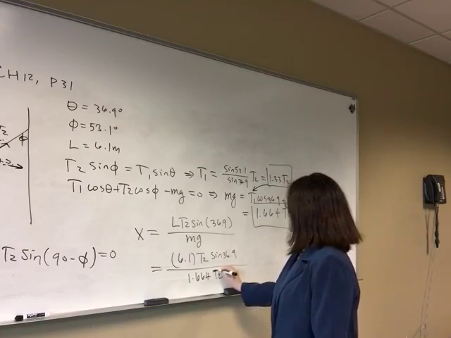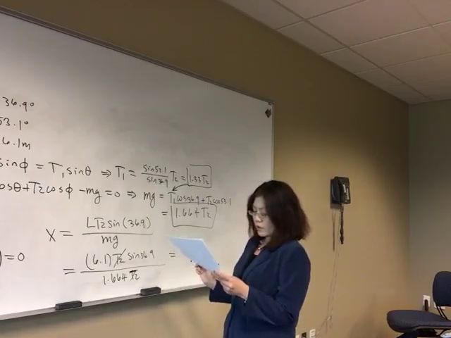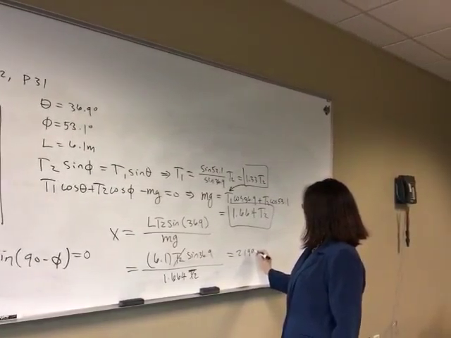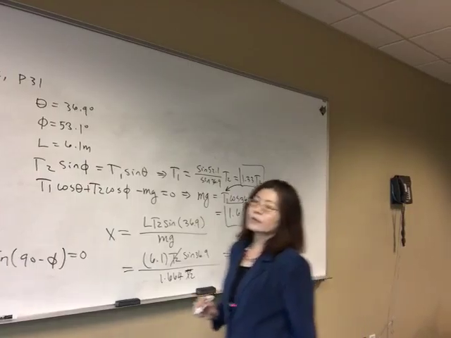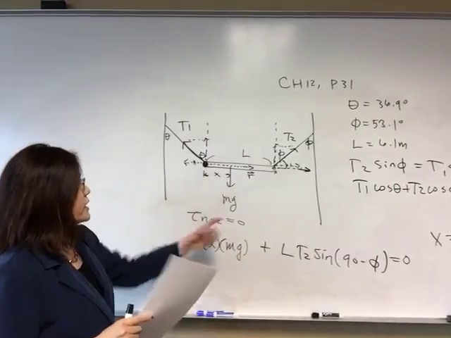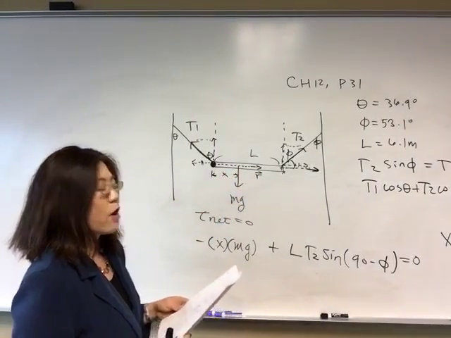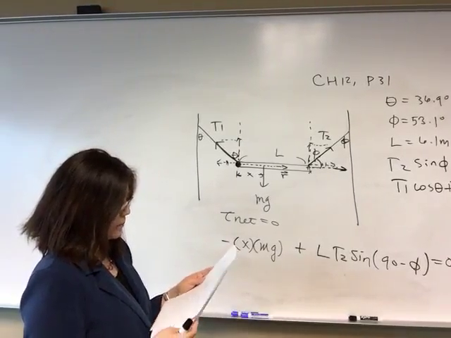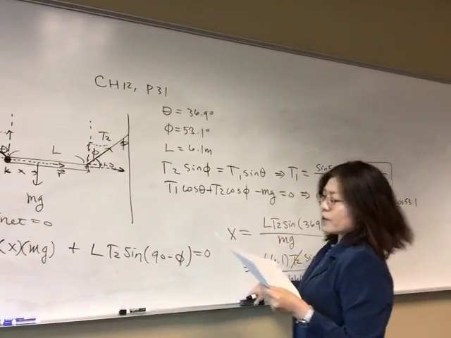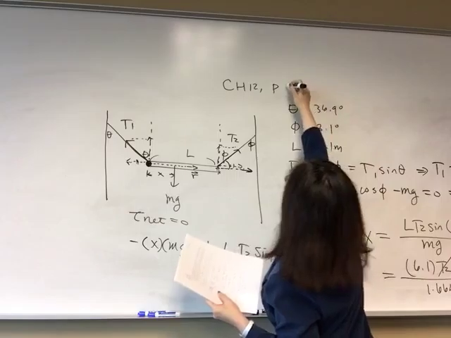So you can see that T2 basically cancels. You don't even need that. After you do the numerical calculation, you find that your x is about 2.199 meters. So the center of mass of this bar is located not at the center, it's actually at 2.199 meters. Okay, so that's problem 31. And the next one we're going to do is 59.